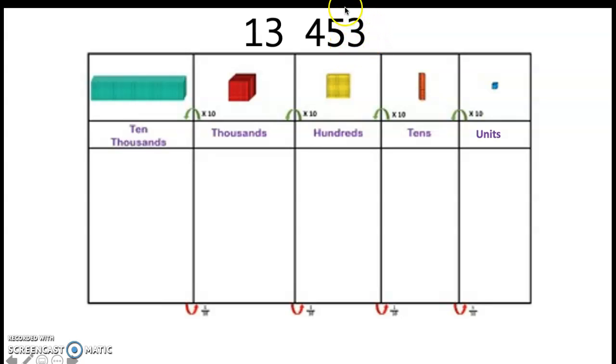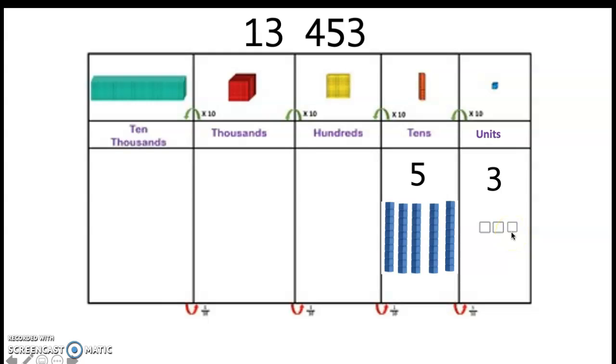13,453. This 3 is in the units column, so it's represented by 3 individual units. The 5 is in the tens column, and that's represented by 5 10 sticks, or 50 little individual cubes. The hundreds column, we have the 4 here, and that is 400 slabs here. So that represents 400 of these units right here.